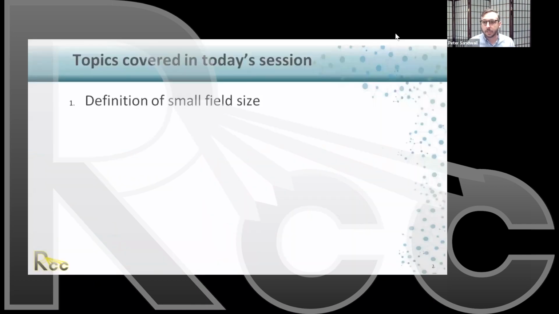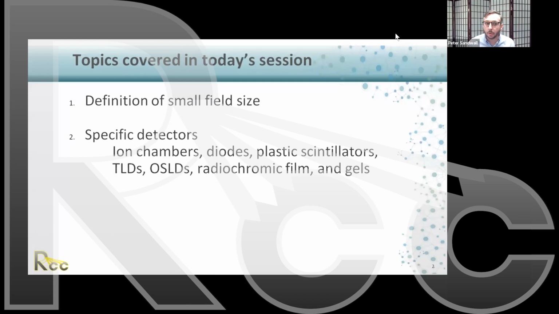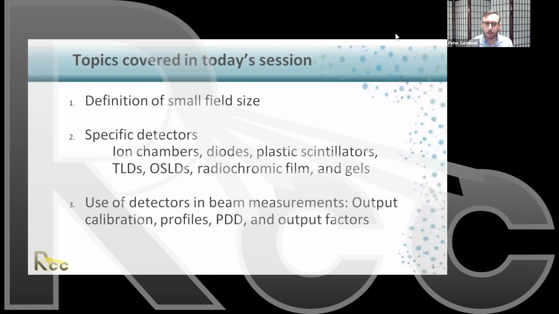So we're going to cover the definition of small field size. Even though this isn't really the topic, we're not going over small field dosimetry, we are going to just start with this definition. That was one of the assessment questions, how you define a small field size, because that impacts your selection of detectors. And we will go over the family of detectors: ion chamber, diodes, plastic scintillators, these OSLDs, which can be classified as luminescent dosimeters, radiochromic film, and just a touch on gels, just to go full circle, nothing in depth there. Then throughout the presentation, we're going to talk about the use of the detectors in beam measurements, as far as output calibration, profiles, PDDs, and output factors, which are sometimes called field size factors.